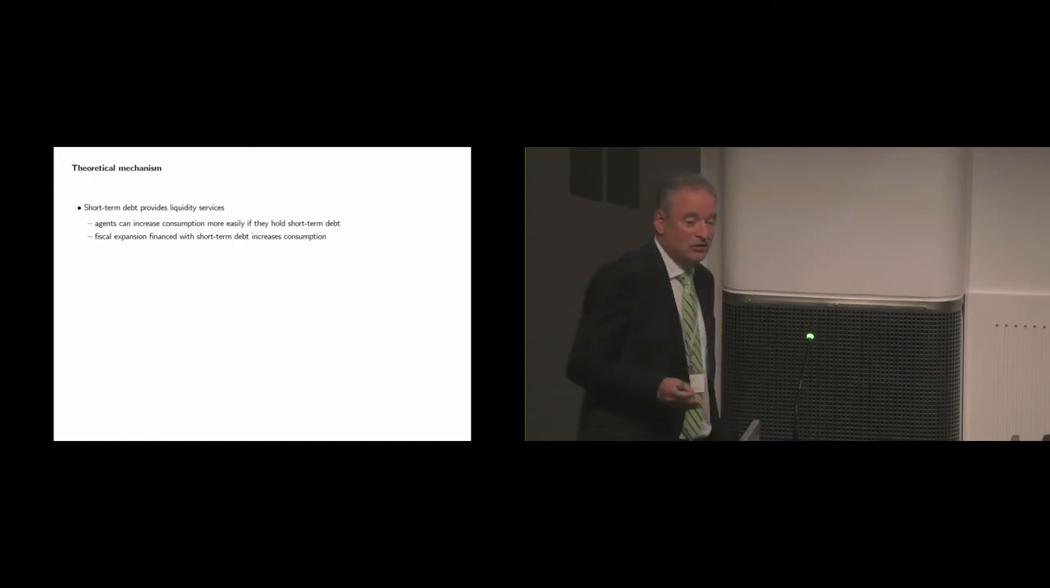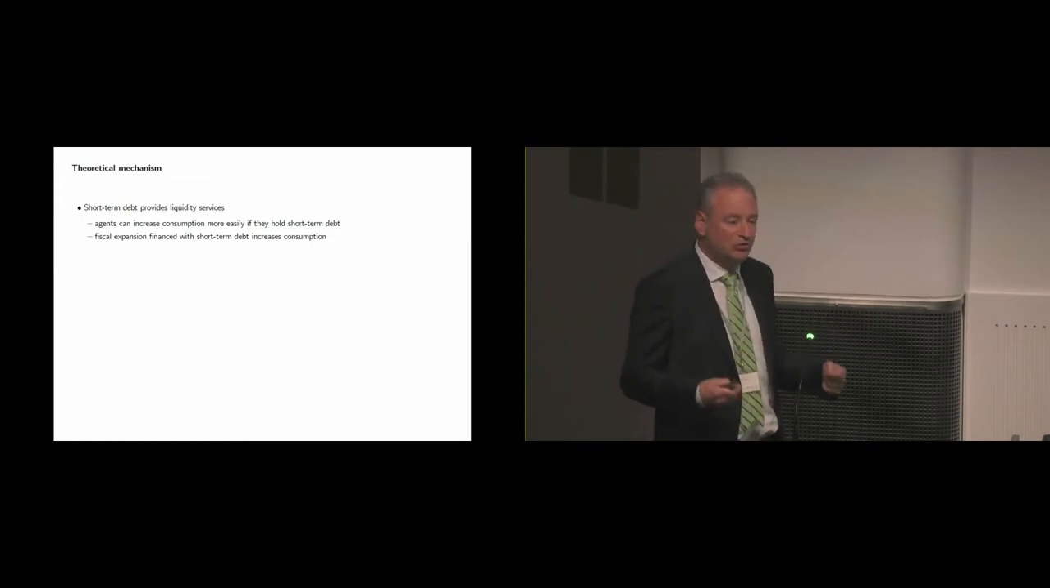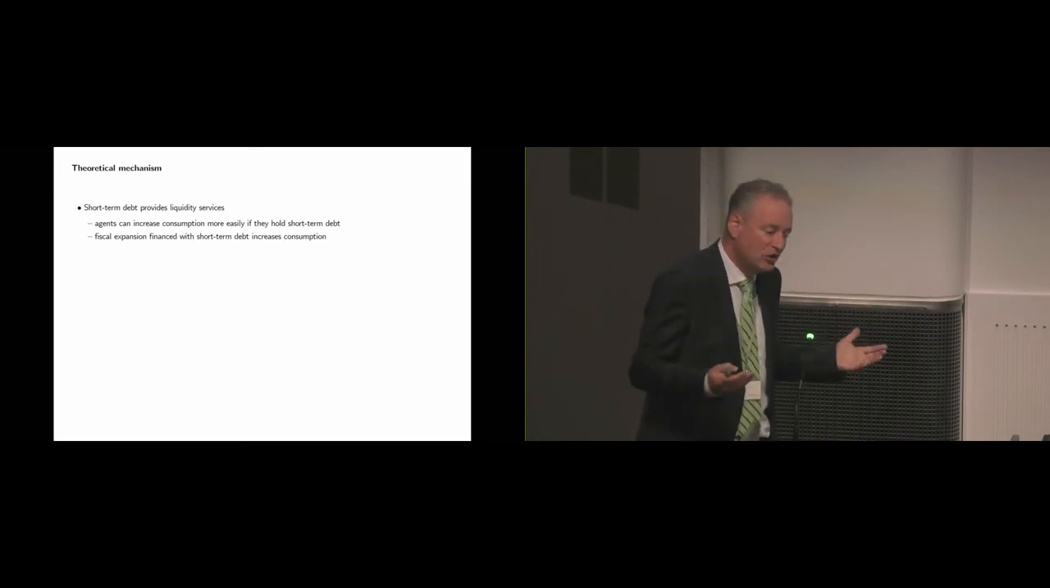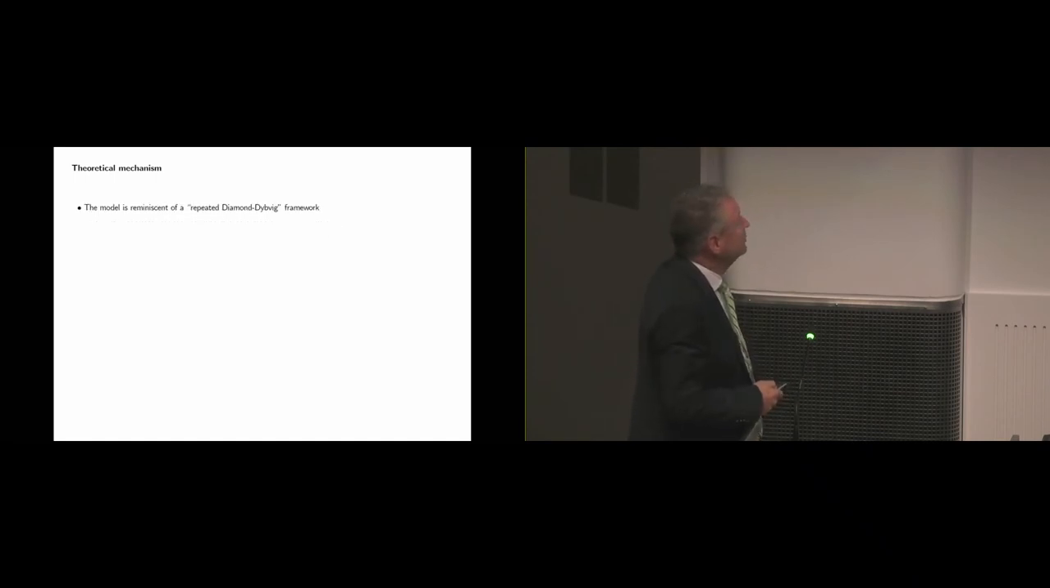Let me just briefly mention the theoretical mechanism explored in the paper. It's actually completely intuitive, but the idea here is that short-term debt provides liquidity services to agents. If agents have a liquidity shock and for some reason they want to consume more in the future, here modeled as a preference shock, to the extent that they have short-term debt in their portfolio, they can respond to this desire to consume more. If they don't have short-term debt in their portfolio, they cannot. And as a result, naturally, having more short-term debt around for people to have this extra liquidity will tend to increase consumption. So the mechanism is very clear.